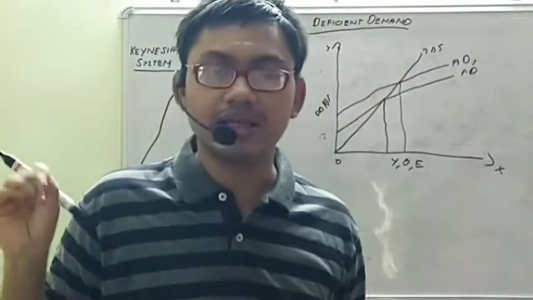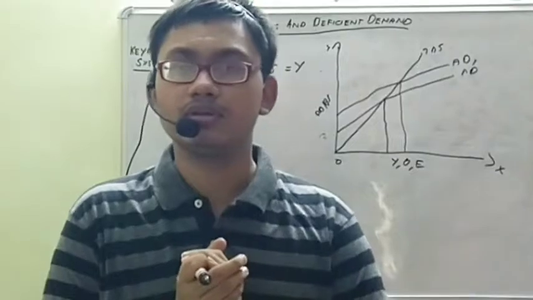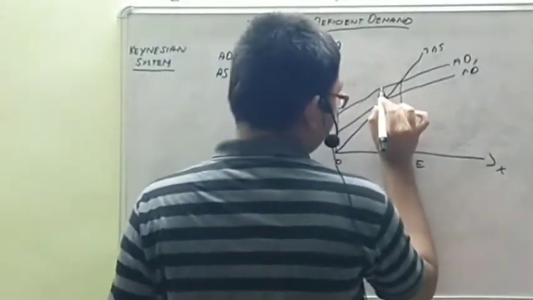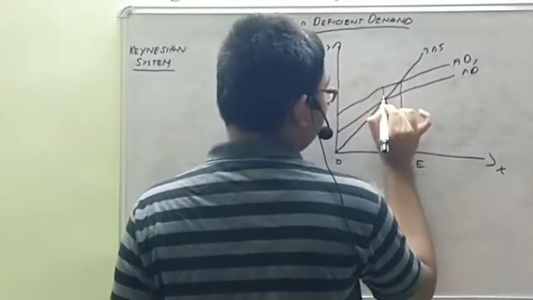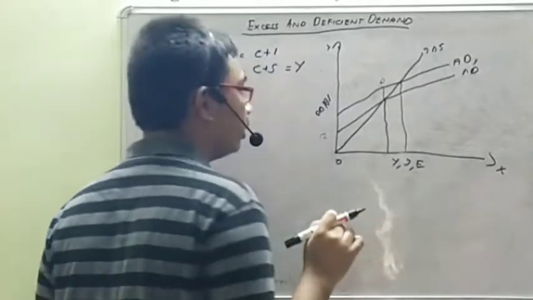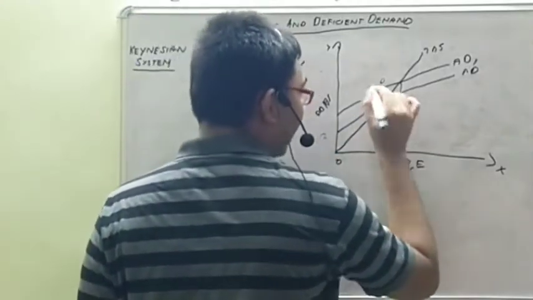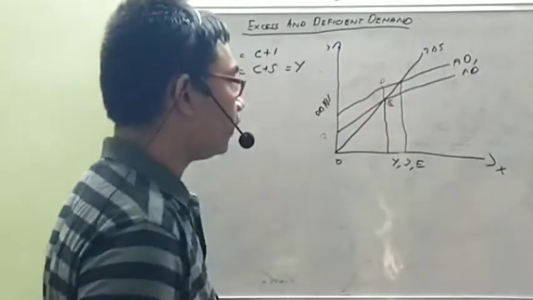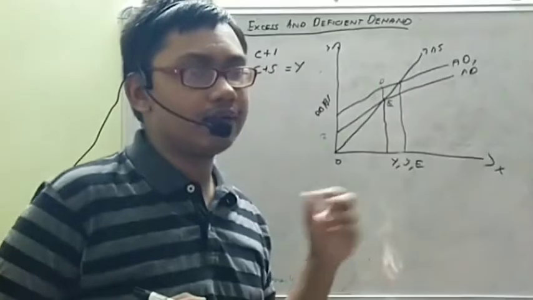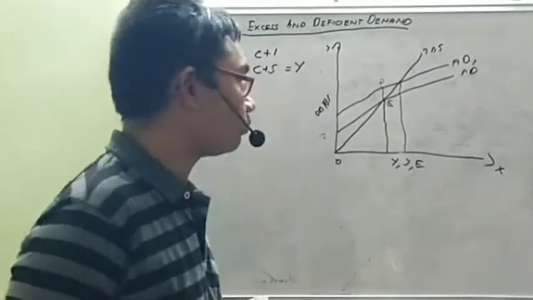Then why does AD meet AS at a higher point? The only reason is the inflationary gap. So let's take this point as D1. Let's take D. The difference between this initial equilibrium E and the new D. And what is this D? It is the level of demand at the full employment level of income.